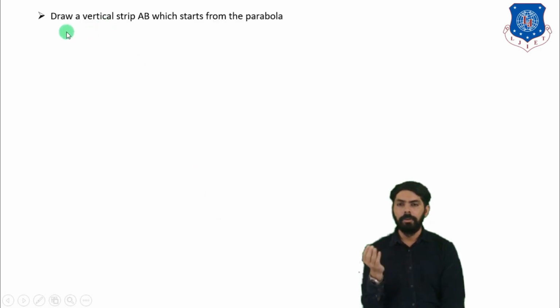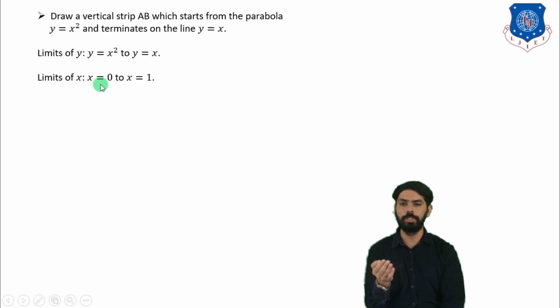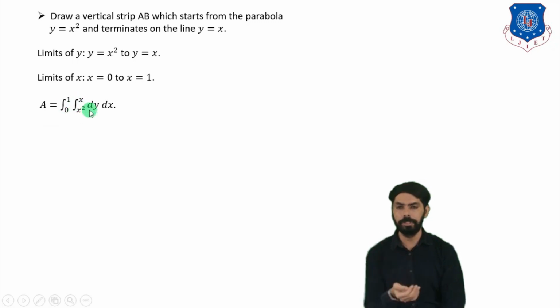So here we will draw a vertical strip AB which starts from the parabola y equal to x square and terminates on the line y equal to x. Therefore, limits of y will be from y equal to x square to y equal to x, and limits of x will be from x equal to 0 to x equal to 1. So here we will have to find area. Therefore, area A is equal to integration from 0 to 1, then integration from x square to x dy dx.